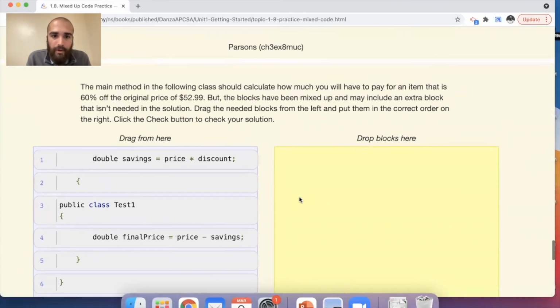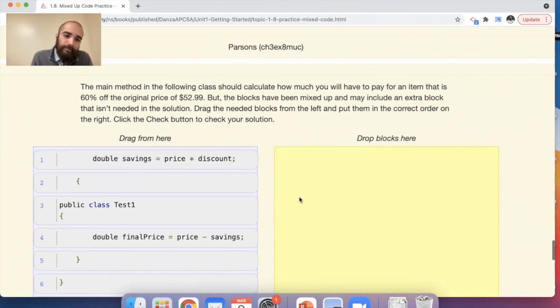It says the main method in the following class should calculate how much you will have to pay for an item that is 60% off the original price of $52.99. This is the kind of math that I feel like needs to continuously be taught. A lot of word problems. Some of you take higher level math, and that's great, but there are so many real world examples that a majority of the population don't know. They'll go to the store and try to figure out which one's cheaper and don't even know where to begin.